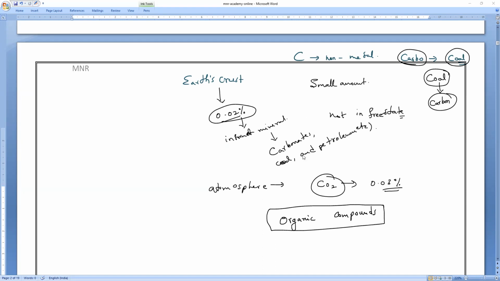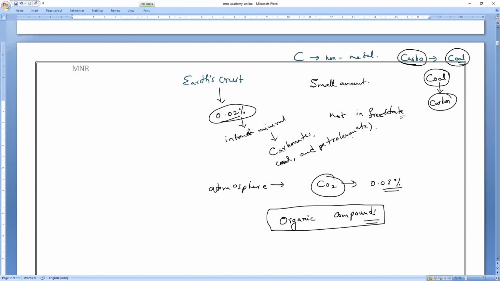So this is what organic compounds are. All living beings are made up of organic carbon. That is what we call organic compounds. If you take a very large number of items in our daily life, many items are made up of carbon and its compounds only.